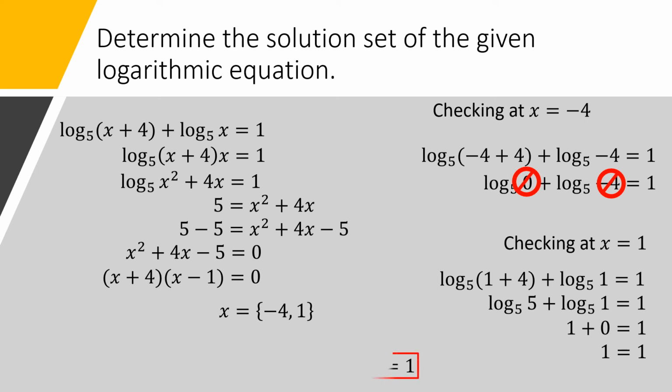Therefore, the solution of the given logarithmic equation is actually positive 1. So that's it for today.